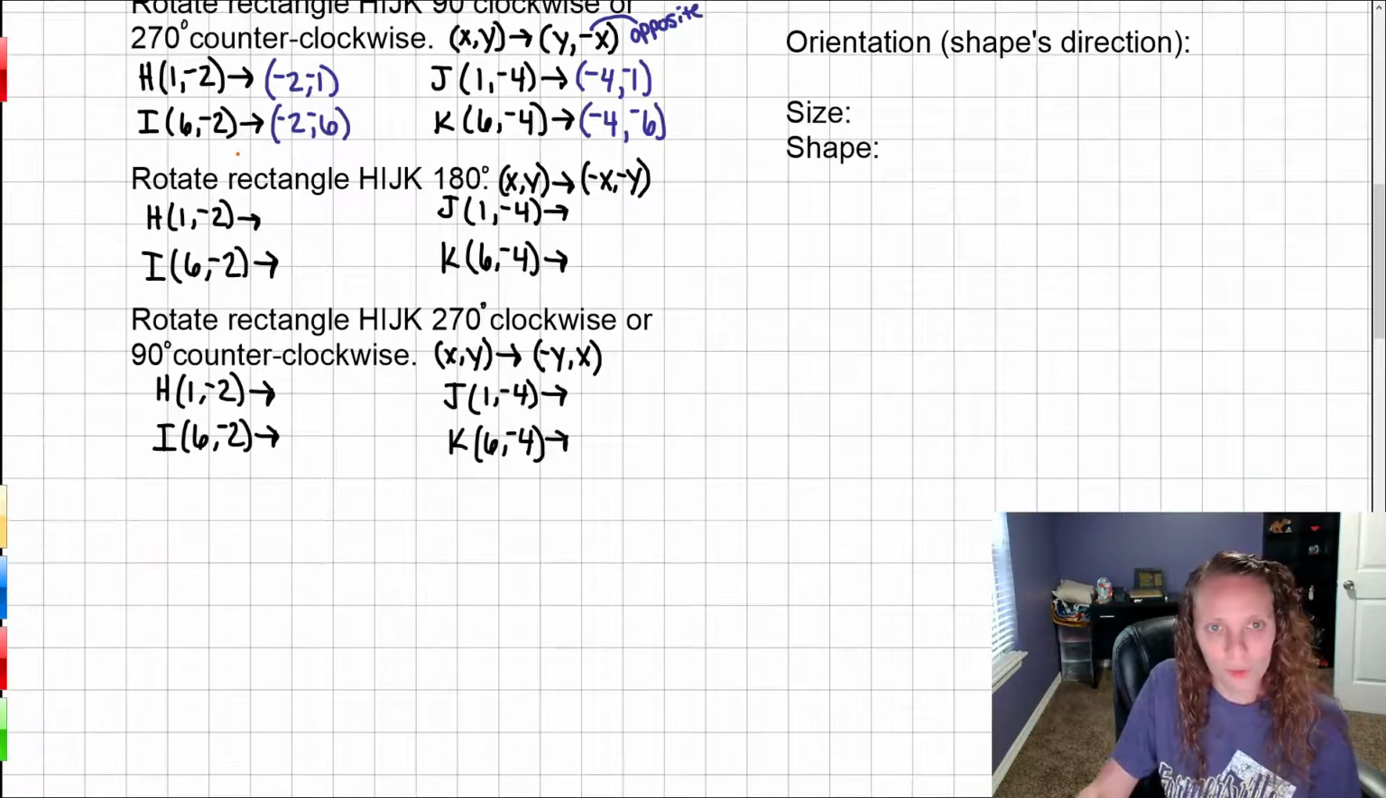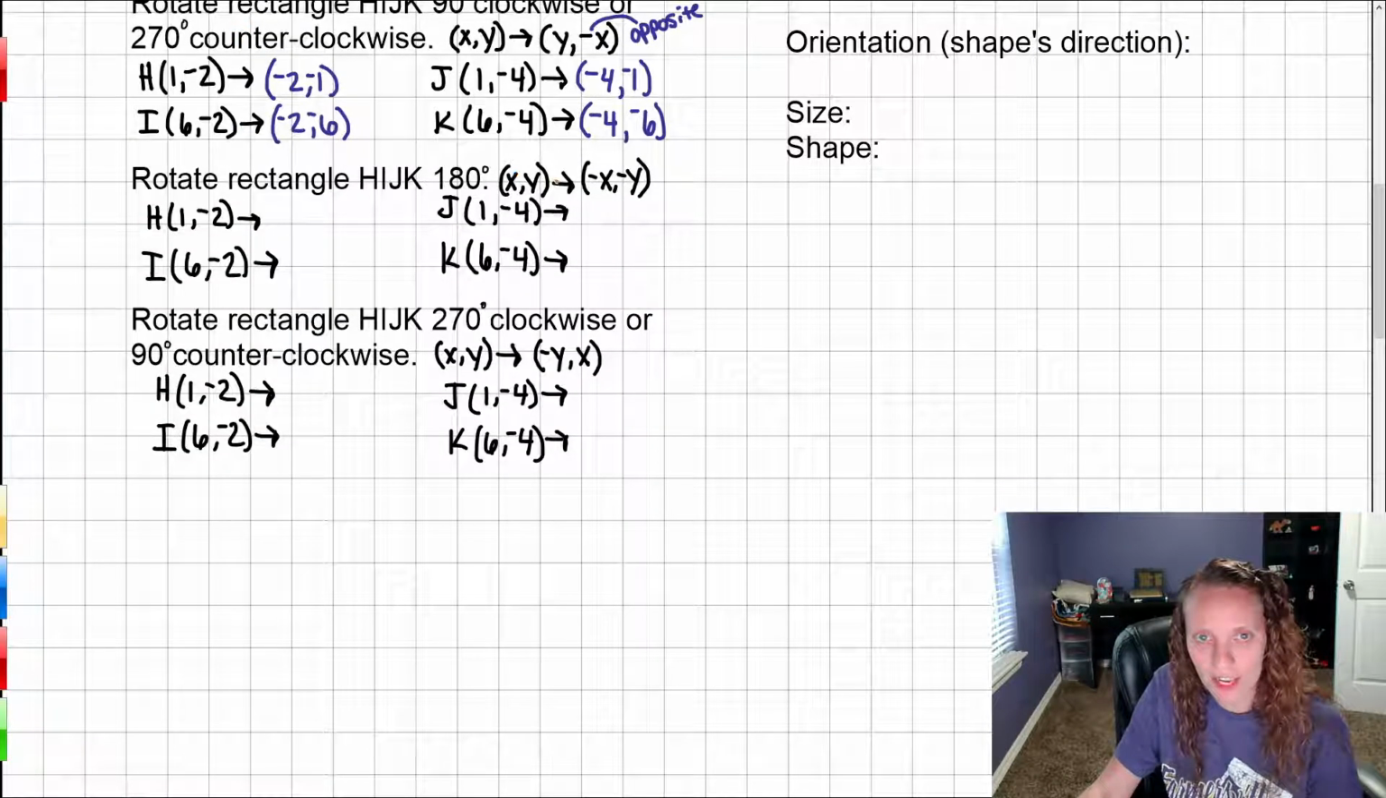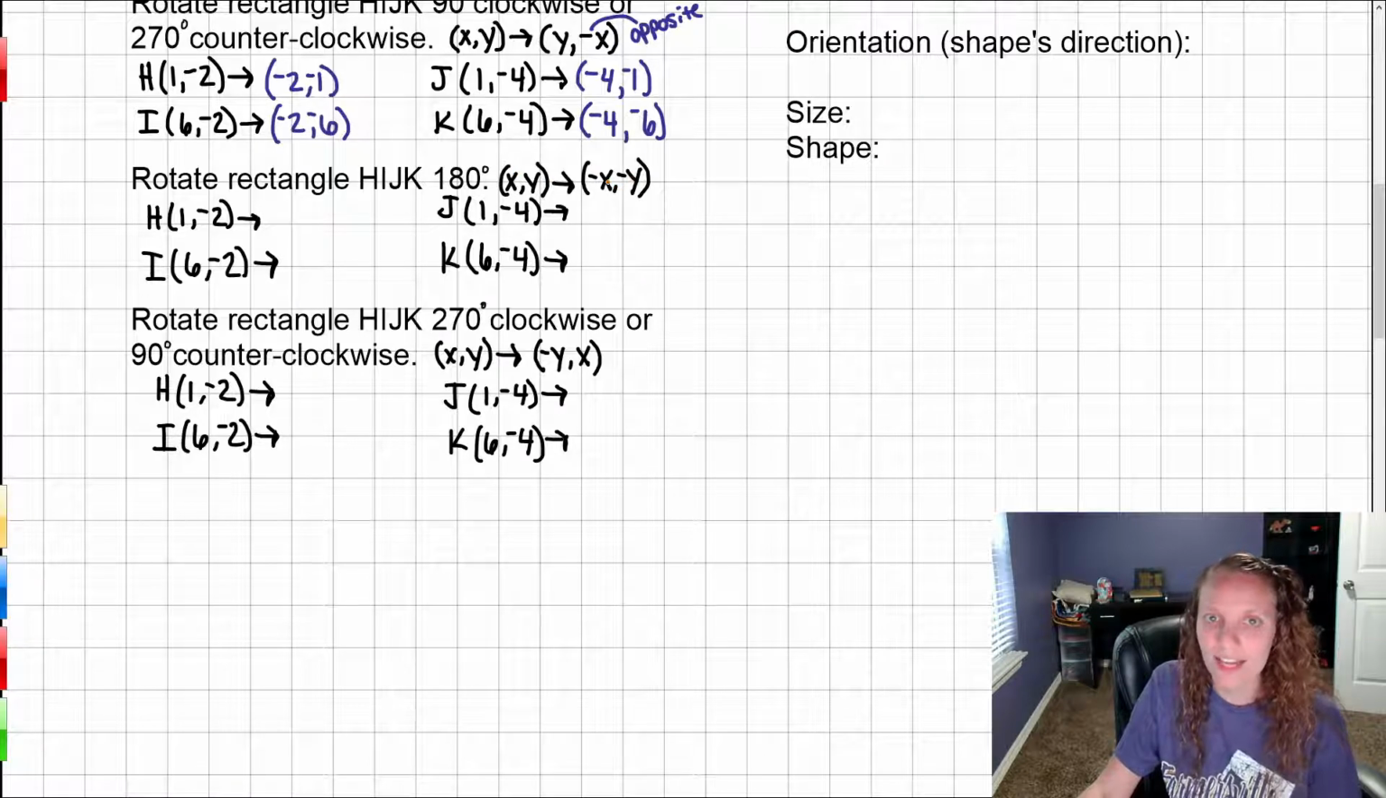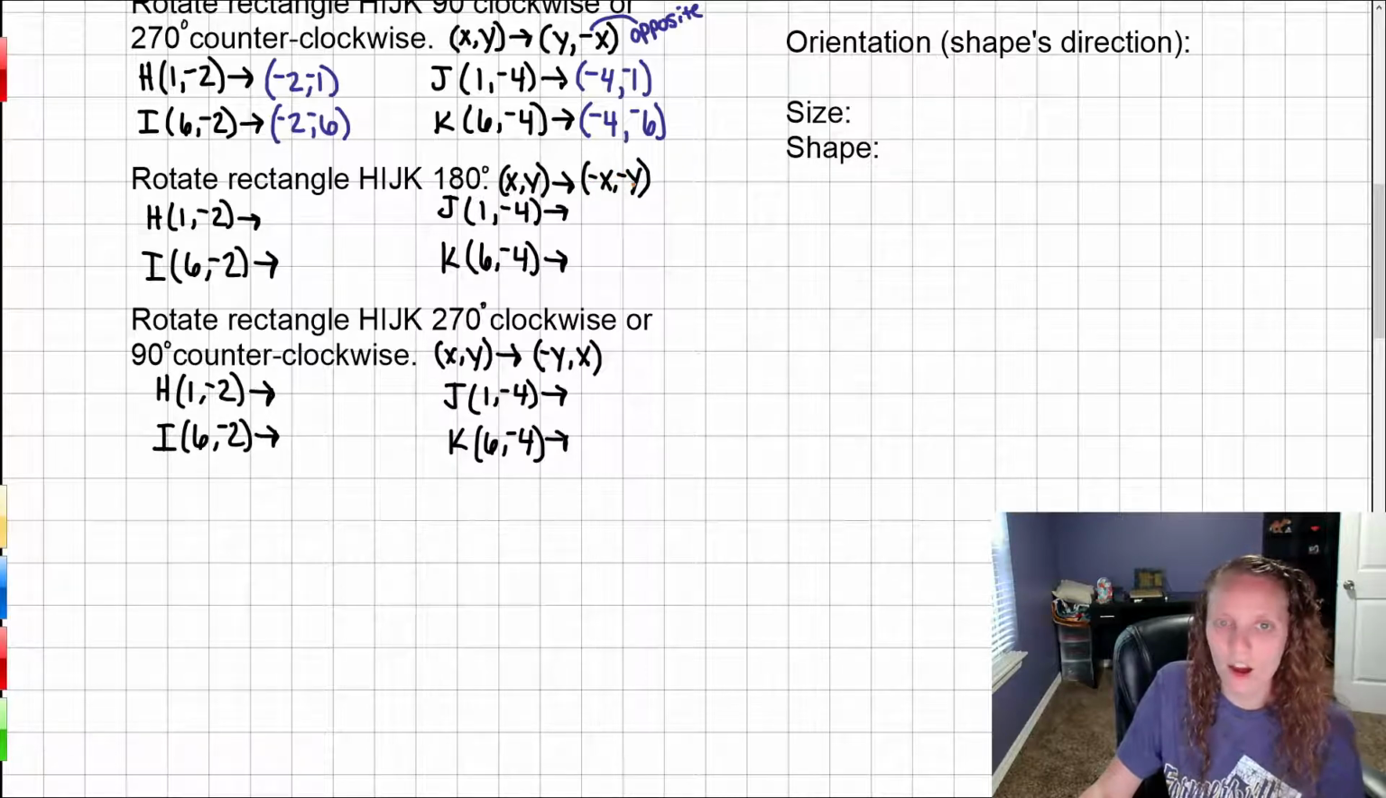So let's look at the rule. So for 180 degrees, x, y, well, x, y stays in the same order, but look, we're going to have to do the opposite of x and the opposite of y.